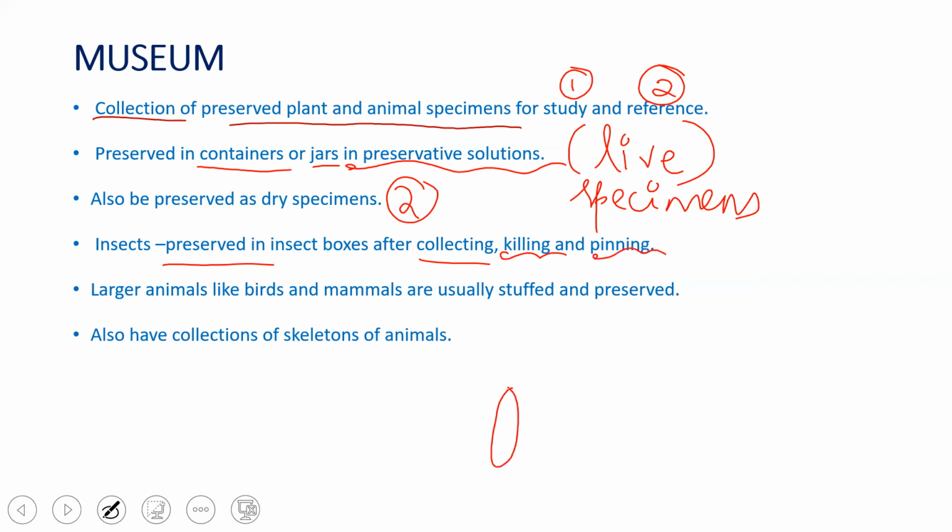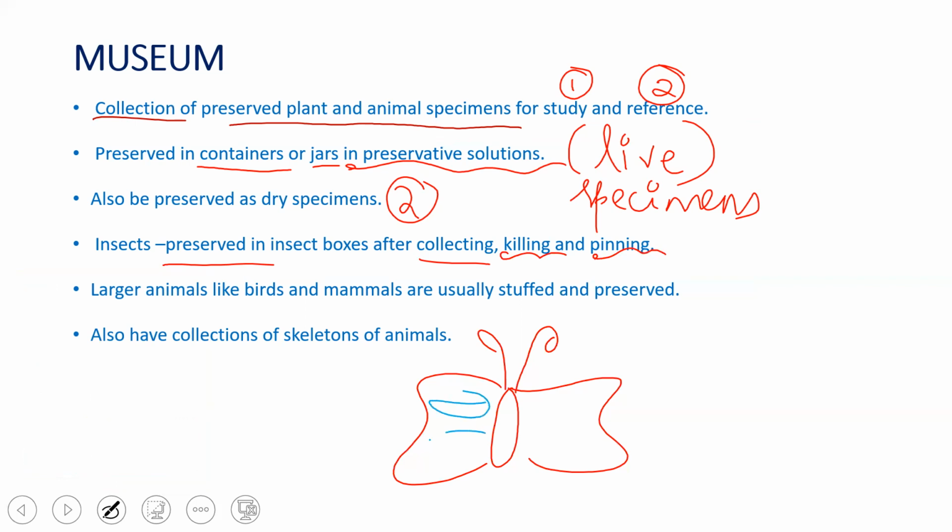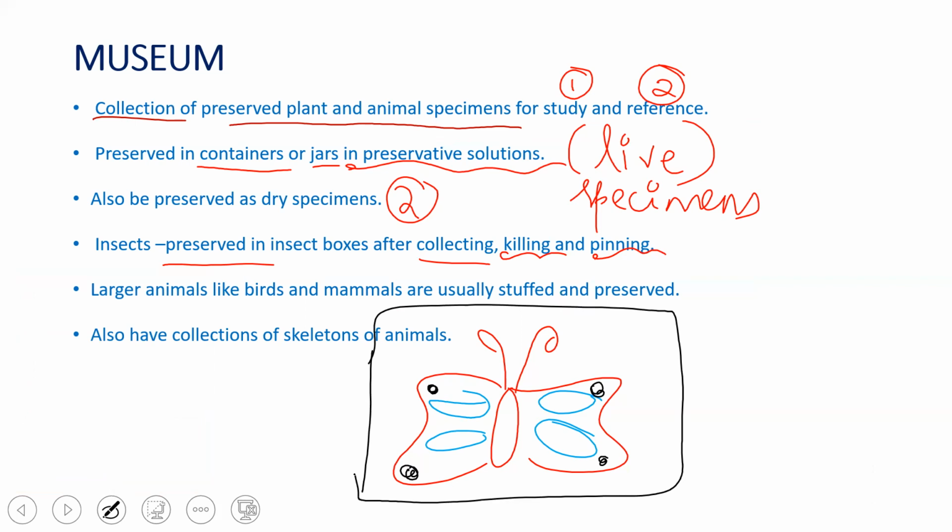Say, for example, if this is a butterfly, and this beautiful species of butterfly has some specialized characteristic features, and they have to be preserved. So we are going to kill this butterfly. Killing, in the sense, if we just have to pin them, you can pin them on this side, pin them here, and pin it here. So you're going to pin it, and then put it in a box. Okay, pin it and put it in a box.